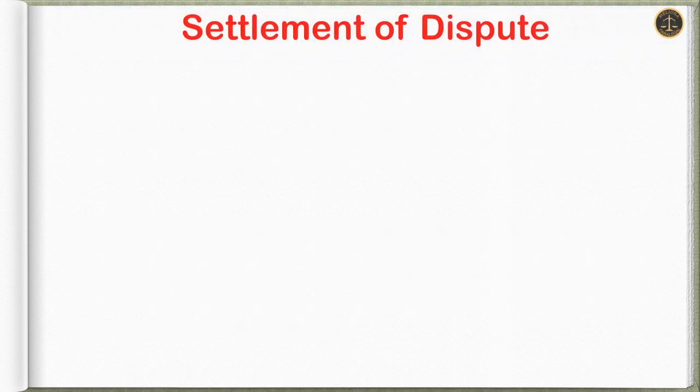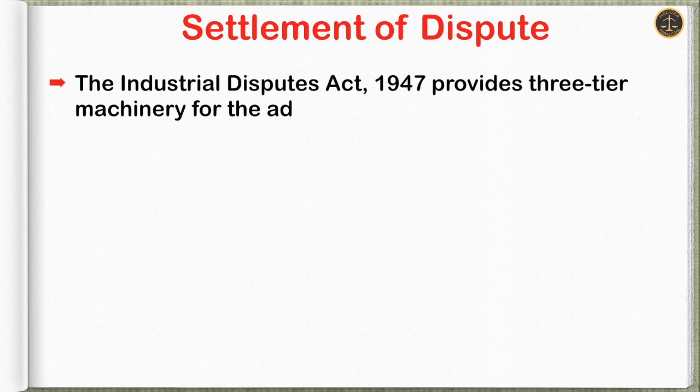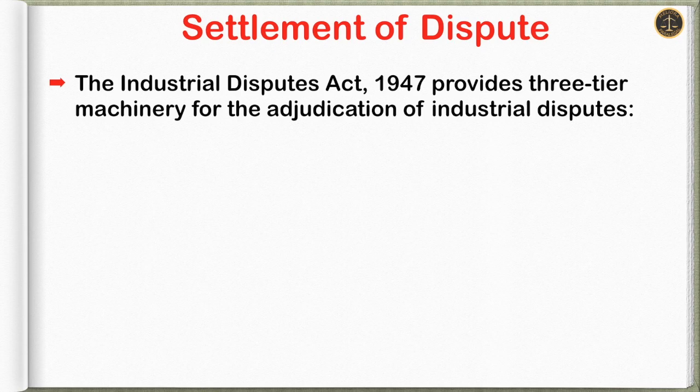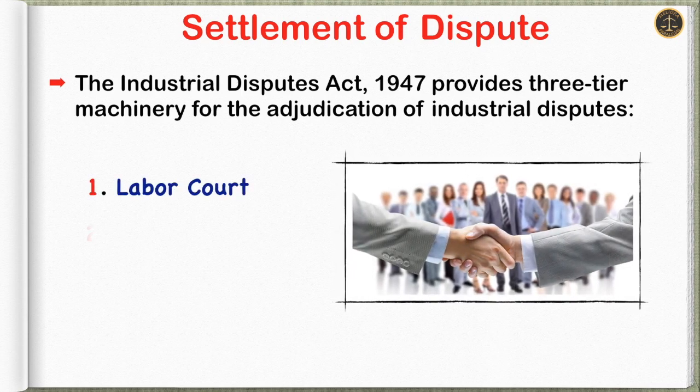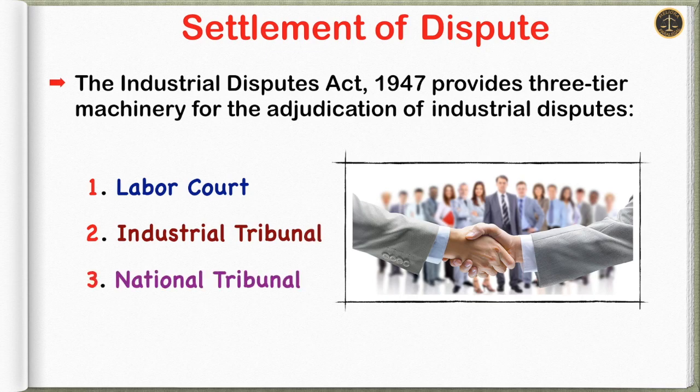Next, settlement of disputes. The Industrial Disputes Act 1947 provides a 3-tier machinery for the adjudication of industrial disputes. Those are the labor court, industrial tribunal, and national tribunal. The labor court remains at district level, the industrial tribunal at state level, and the national tribunal is at national level, which is the highest authority to solve such disputes.